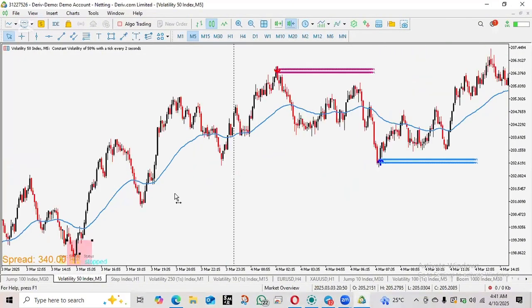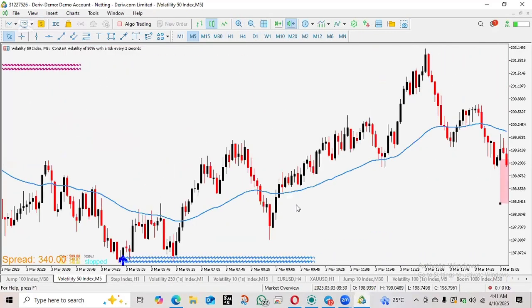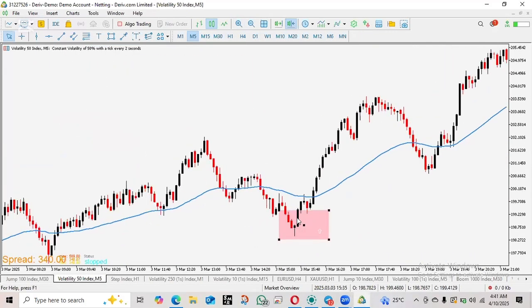We also have this one here on my MT5 actually. This is a good example again of the morning star candle. You can see this is the bearish candle followed by a doji and then a bullish candle.